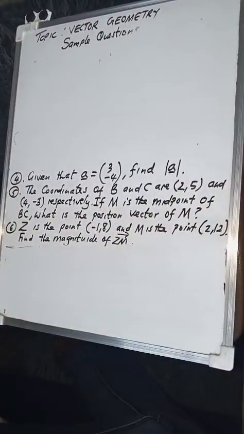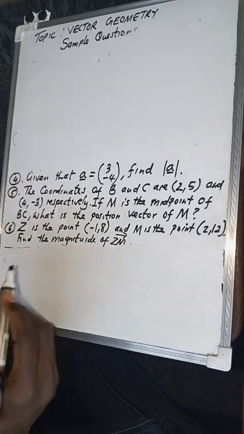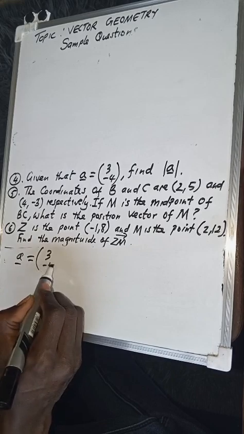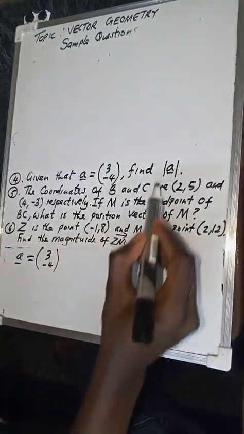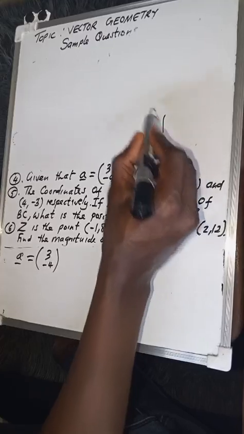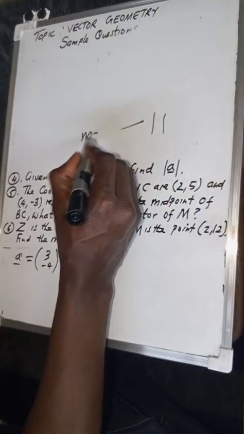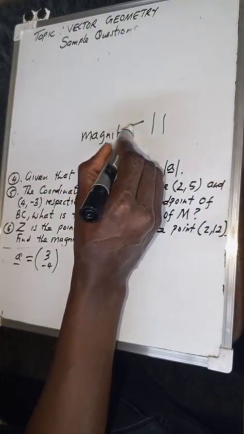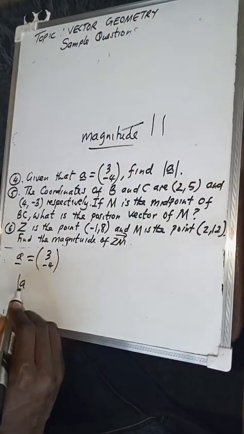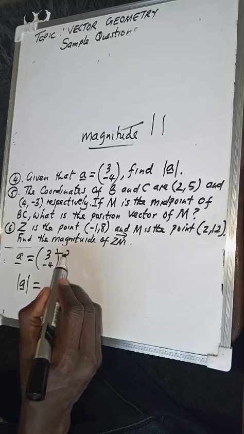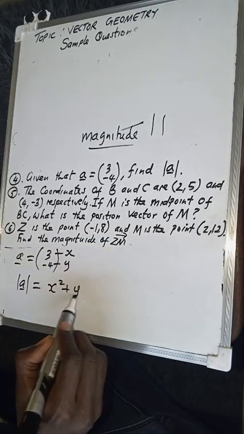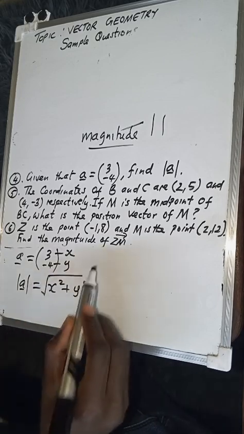All right, so question 4 says that given that the vector A is (3, -4), find the modulus of A. Remember that those lines mean the magnitude. So they want you to find the magnitude represented by the modulus. The magnitude of the vector A, because this is just x and that is y, simply means the value of x squared plus the value of y squared, then the square root of that.